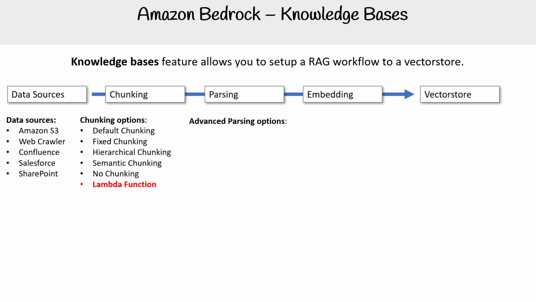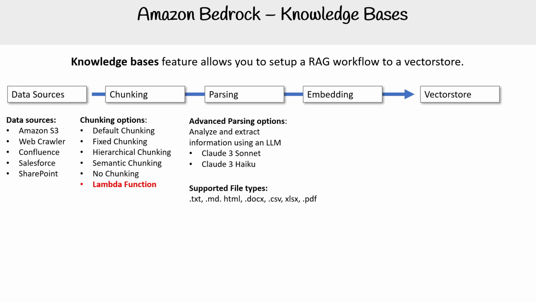You have parsing. You might not need parsing, but parsing is useful if you need to analyze or extract information, especially if it's not in a normal format or you want to massage that information before it goes into your vector store. So here you can use Claude 3 Sonnet and Haiku. At least that's all I saw when I was using it. There could be more. And the supported file types here are things like text, Markdown, HTML, DocX, CSV, Excel, PDF.